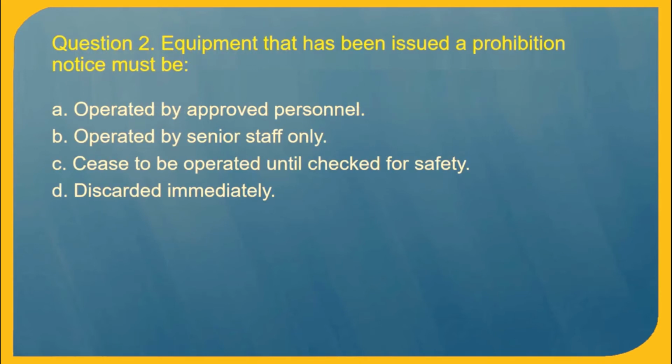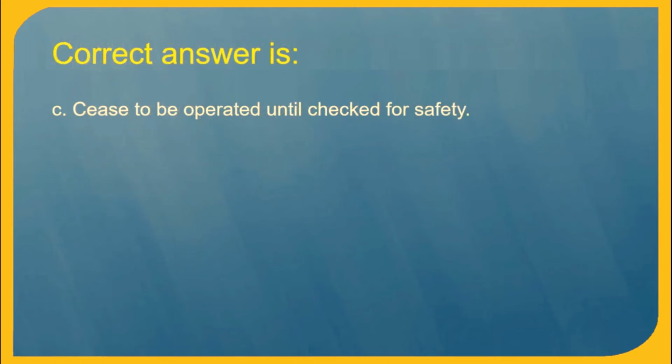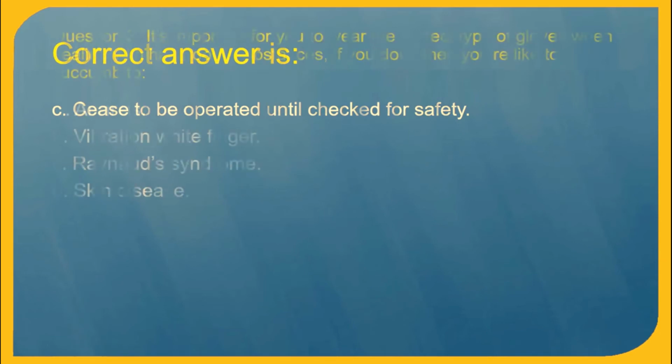Question 2. Equipment that has been issued a prohibition notice must be A. Operated by approved personnel. B. Operated by senior staff only. C. Cease to be operated until checked for safety. D. Discarded immediately. Correct answer is C. Cease to be operated until checked for safety.